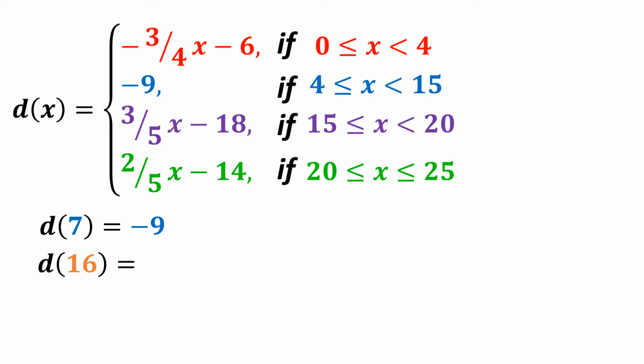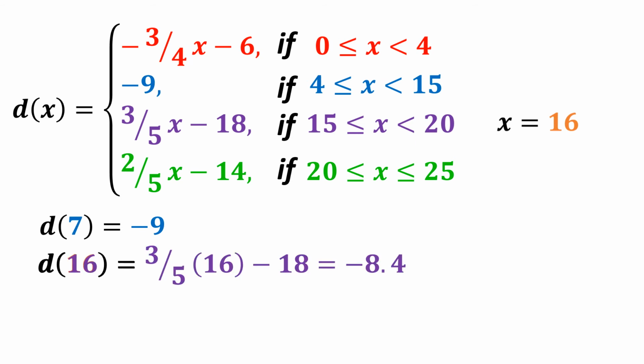Let's take a look at d of 16. This means our x value is 16. We're looking for the depth of the pool 16 feet from the left edge. So we're going to go ahead and test. Is 16 between 0 and 4? Of course not. Is 16 between 4 and 15? Answer is no. How about 16 between 15 and 20? And again, our answer is yes here. So we'll use the function 3/5 x minus 18, plug in our x value of 16, and we get a depth of the pool of negative 8.4 feet, or 8.4 feet deep.